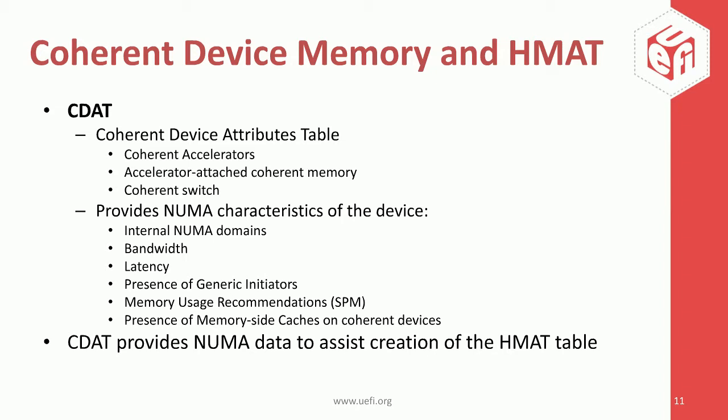So it provides basic information like whether there's a generic initiator present, whether there are internal NUMA domains, and then what they are and what their properties are. Typically the properties would be the bandwidth and latency associated with memory on the device, or memory regions within the device. Then recommendations as to whether those memory regions should be used for a specific purpose, as I described earlier. And last but not least, the presence of memory side caches for performance improvements, as the case may be. So if you look at the list of these properties, you'll see that it's very reminiscent of the HMAT, and rightly so.